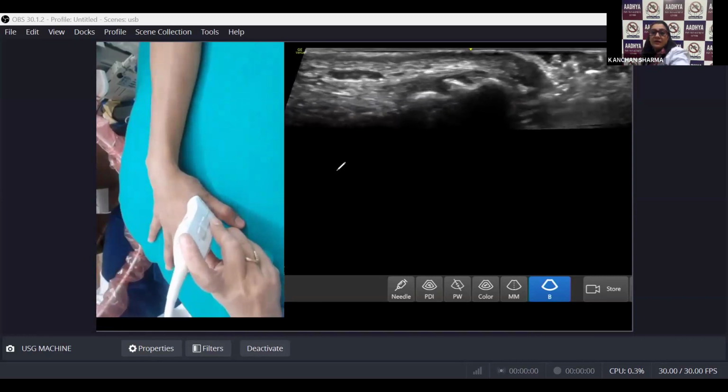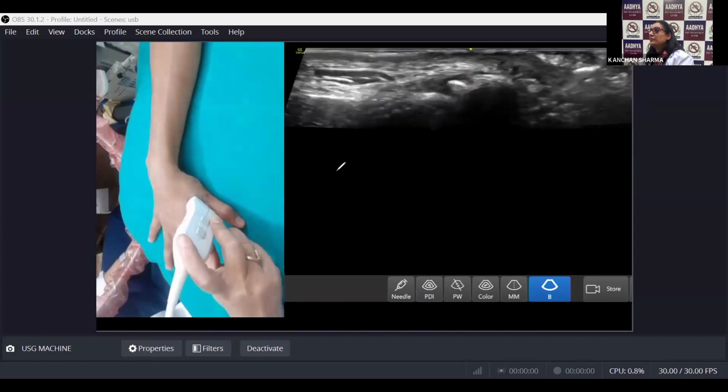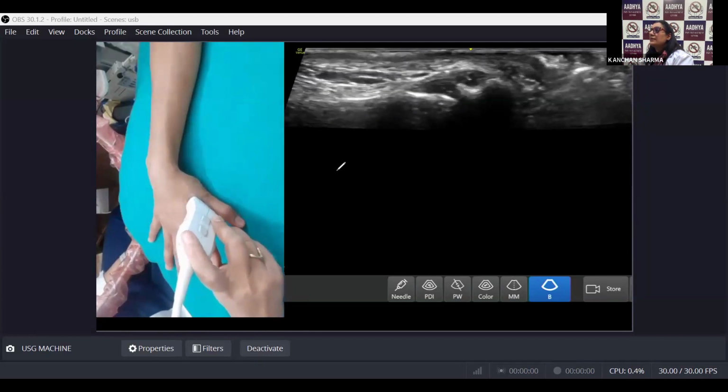Fine. So we have started seeing the ligament. This is the ligament. But yes, now a little bit of toggling is required, so we will be able to see it nicely.